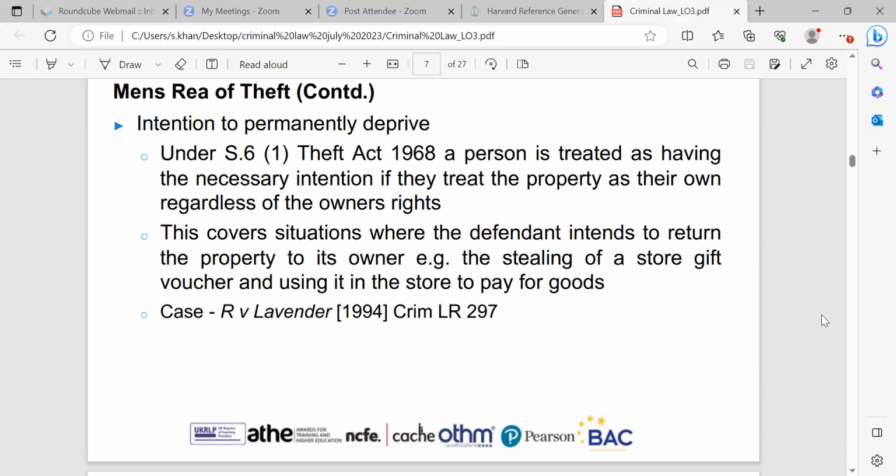In this case, the defendant removed some doors from a council property that was due for demolition. He installed the doors in his girlfriend's flat, which was also owned by the council, and it was held in this case that he did have the intention to permanently deprive under Section 6, subsection 1, as he treated the doors as his own to dispose of regardless of the owner's rights.